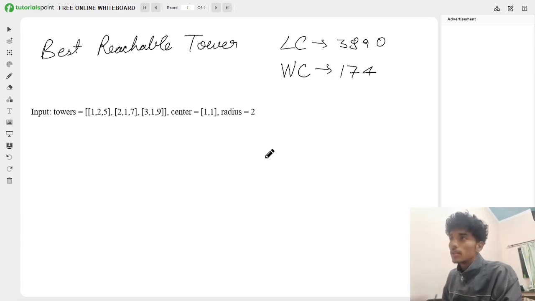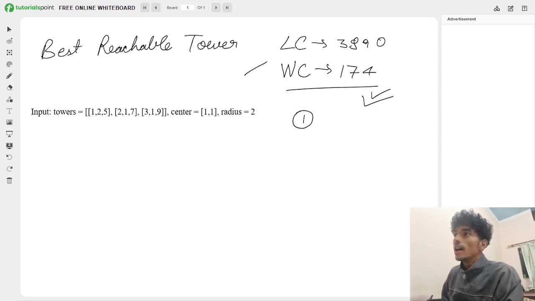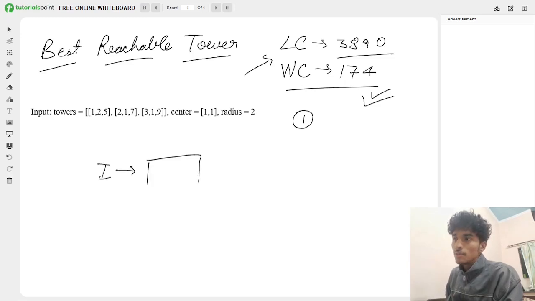Today we'll be solving the very first problem of bi-weekly contest 174, which was held today, the 17th of Jan. This is LeetCode problem number 3890, which is Best Reachable Tower. Let's see the description of this problem, look at the input, how we will be solving it, and then what we need to give as output.